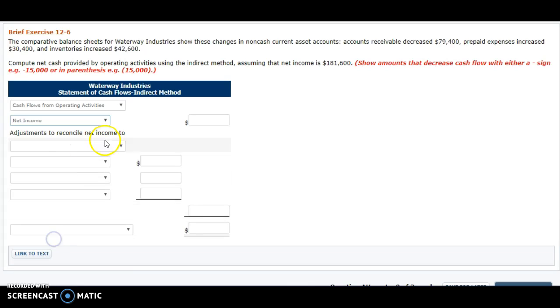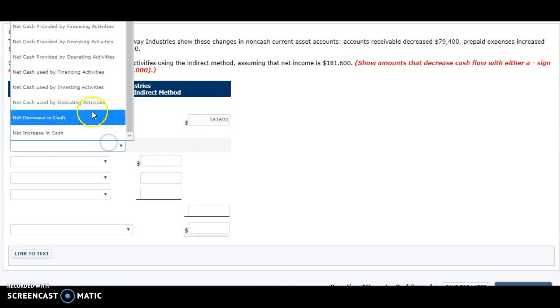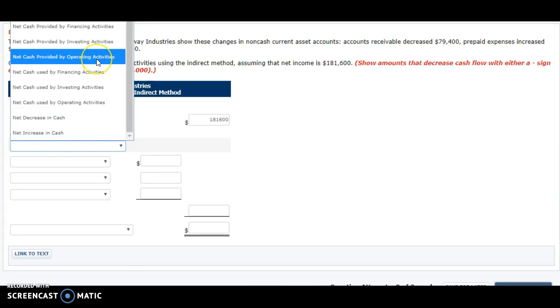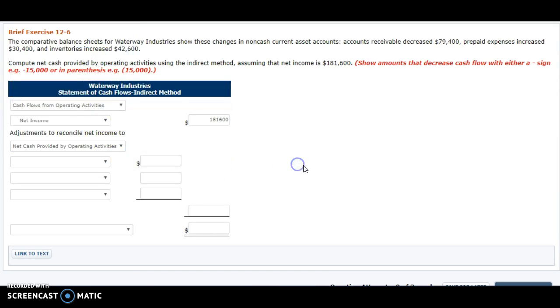And the first value we're going to enter is our net income, 181,600. And then adjustments to reconcile net income to net cash provided by operating activities.